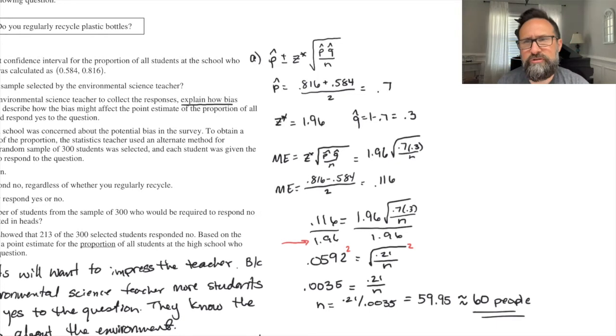Now, you can do the math on this. You can cross multiply if you want to. But I know that if I do that cross multiplication, I'm going to end up with the n on this side and the 0.0035 on the bottom of the fraction. So divide that, and you end up getting 95.95, which is approximately 60 people. Always round up when you're finding sample size.